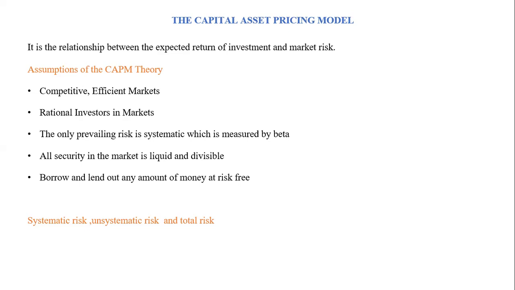The next one is that the only prevailing risk is systematic risk, which is measured by beta. When we talk of systematic risk, we are talking of risk that reflects in the market, in an economy. You can't do anything to reduce it, you can't diversify it, you can't control it. So that's the risk we look at.